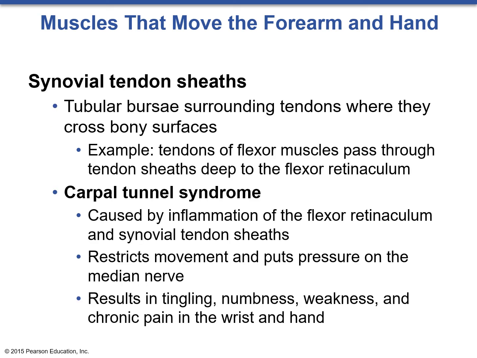Within the wrist, we have an interesting structure of a synovial tendon sheath. This is a tubular bursa that surrounds the tendon where it crosses the bony surface. So like tendons of the flexor muscles as they pass through the tendon sheaths deep to the flexor retinaculum. Now, with prolonged usage, we can get inflammation of this tendon sheath, and this causes carpal tunnel syndrome. Now, carpal tunnel syndrome is inflammation of the tendon sheath that restricts tendon movement and puts pressure on the median nerve. This causes tingling, muscle weakness, and chronic pain of the wrist and hand.